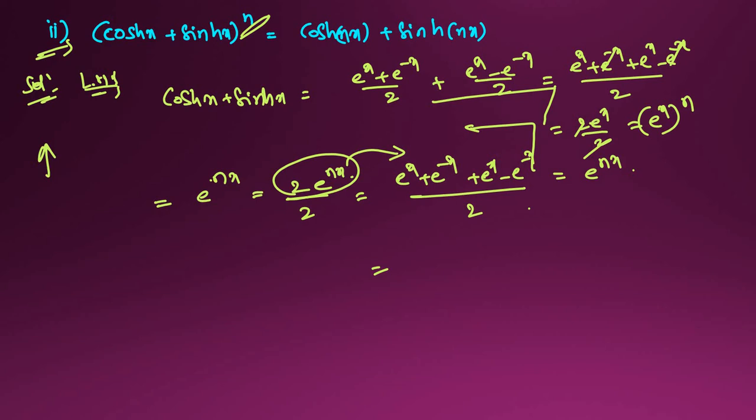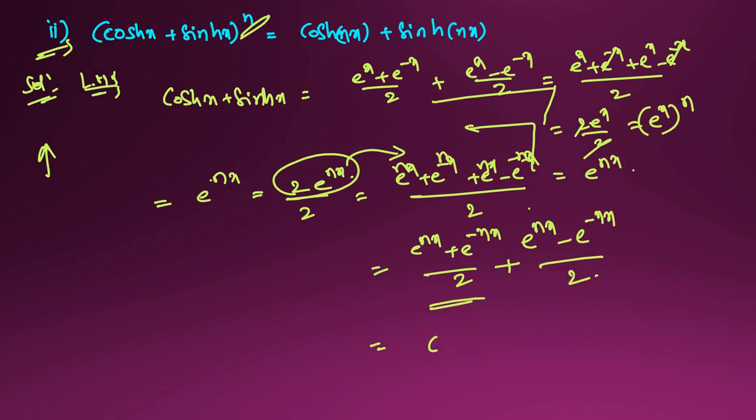Now here e power of x plus e power of, in this place nx is there, no? So nx minus nx. So here what will come here? e power of nx plus e power of minus nx divided by 2 will come here, plus e power of nx minus e power of minus nx divided by 2 will come here. So this is cosh nx plus sinh nx. So this is what we have to prove here.